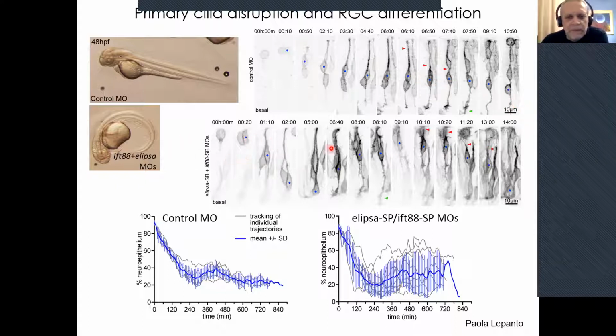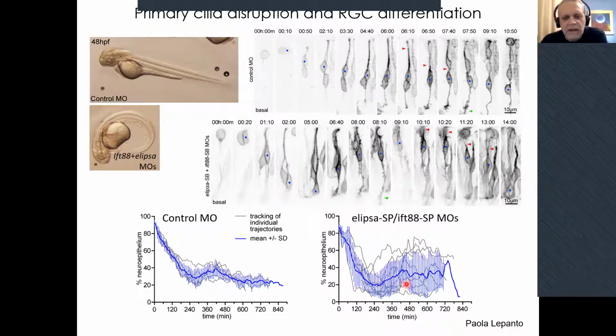When we disrupted AFT88 and ELIPSA using morpholinos, many times she found that the cells were taking usually a bit longer to retract their apical processes, and also they were moving sometimes up and down or taking time to translocate basally. This was a relatively subtle phenotype, which can be seen here quantified.